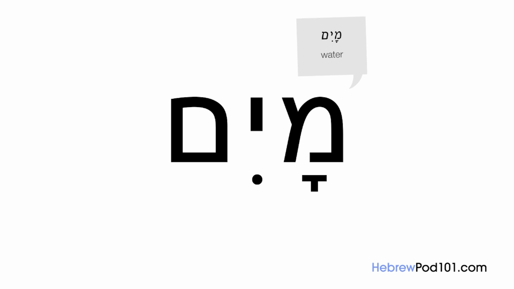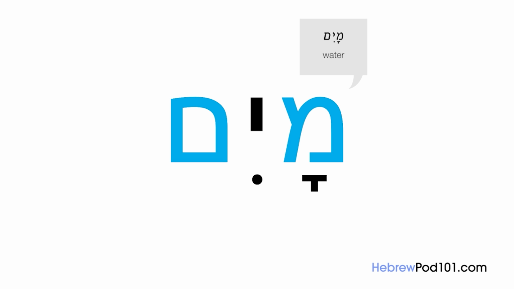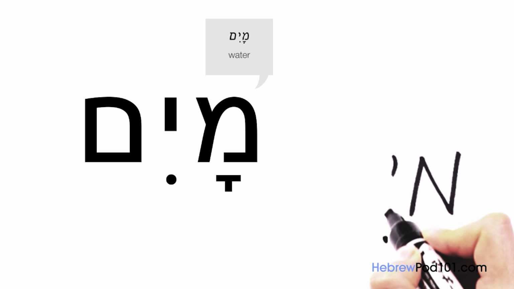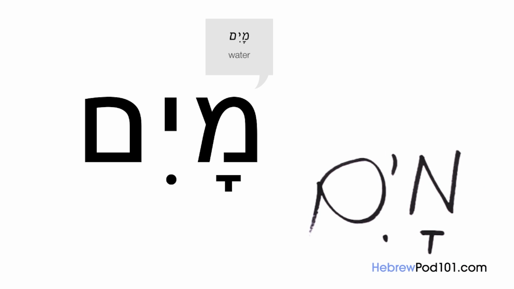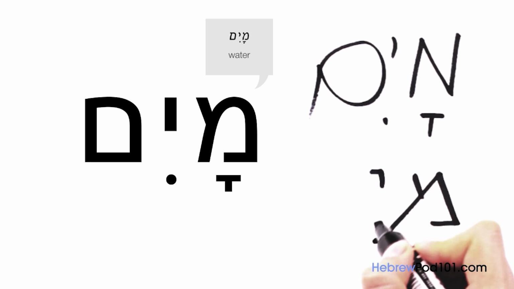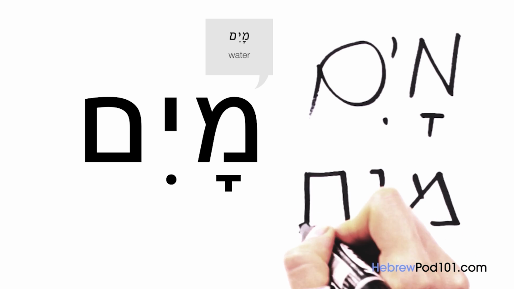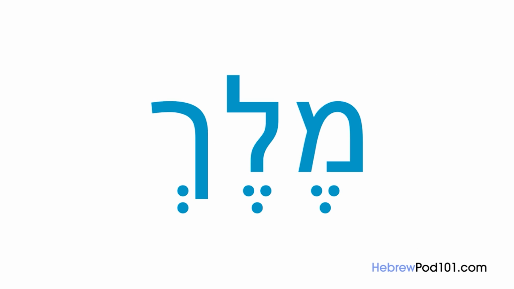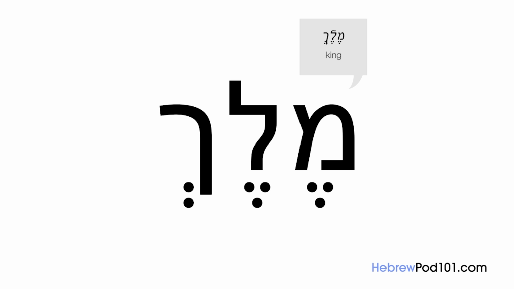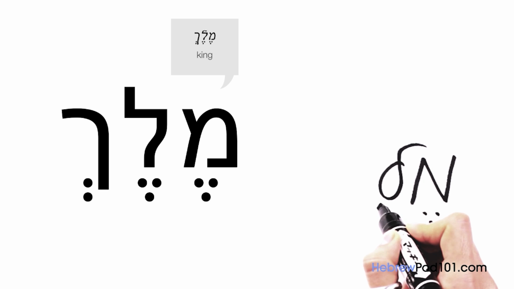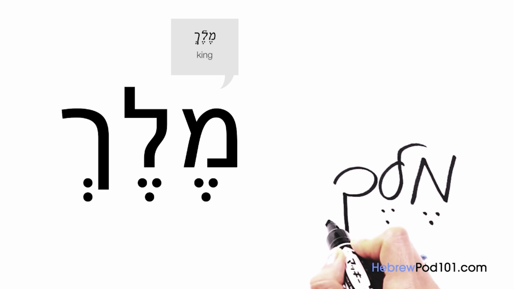Maim is water in Hebrew. Here you can see both variations of mem. Maim. And in print version, maim. So how would you read this word? This is melech. Melech means a king in Hebrew. Melech. Me, le, ch.